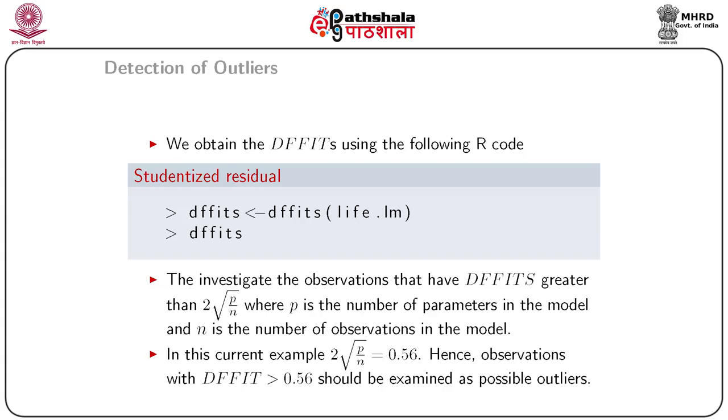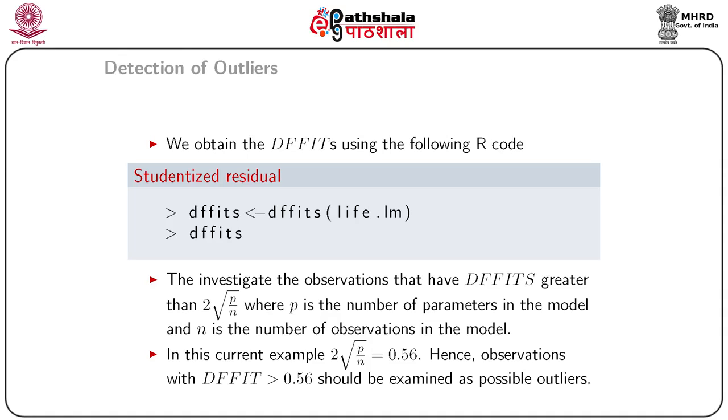We can also obtain DFFITS using our R code. The R code to obtain the DFFITS is given here. We can use the dffits function on life.lm to obtain the DFFITS. To investigate the observations that have DFFITS greater than 2 times square root of p over n, where p is the number of parameters in the model and n is the number of observations in the model, will tell us if the corresponding observation is an outlier or not.